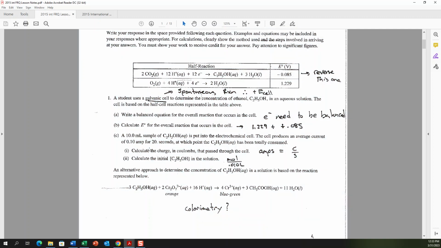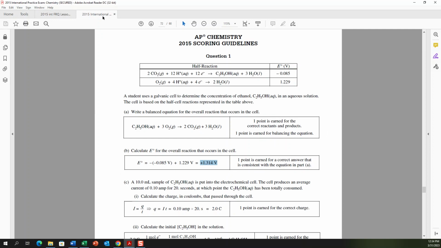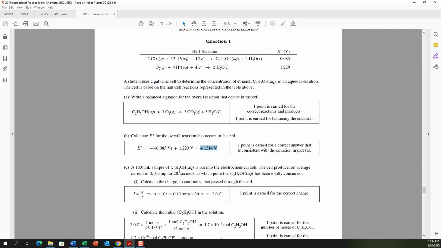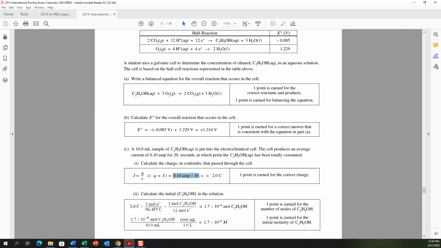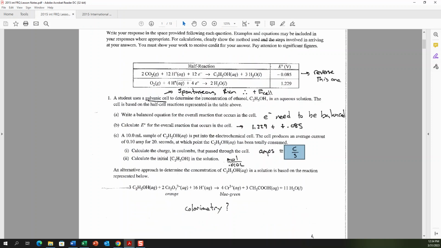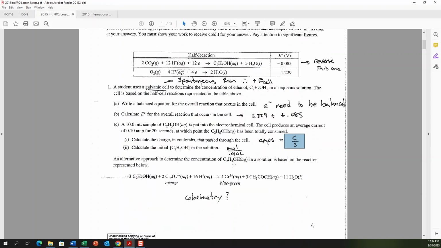Okay, calculate the charge in coulombs that passed through the cell. So remember, all you have to do is amps times seconds will give you coulombs. So all I have to do is take my 10 amps, or 0.1 amps, multiply it by my 20 seconds that they gave me, and I get 2 coulombs. Okay. And then it says calculate the initial concentration in the solution.